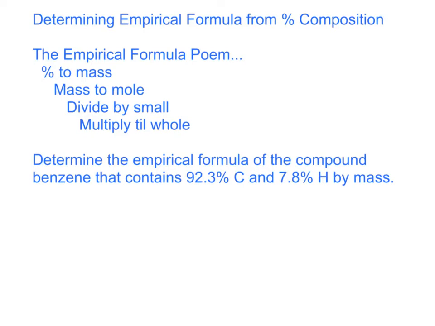First is percent to mass, so we have to take 92.3%, and it magically turns into 92.3 grams. We could choose any mass we wanted, but it's simple to work with 100 grams as the total mass of the compound, because it's already in percentage form. So like Mr. Hunter said, you just drop the percent sign and change it right to grams.